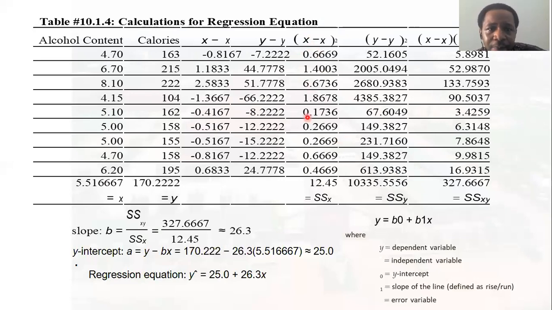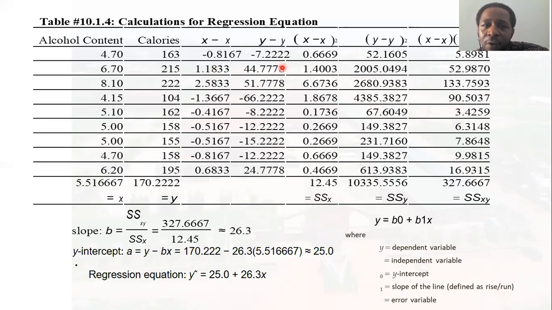And then the next thing you have to do is to multiply the mean deviation of your x variable by the mean deviation of your y variable. When you multiply this together, you begin to get values like this. Take for example, minus 0.8167 multiplied by minus 7.22222. It will give you 5.8981.